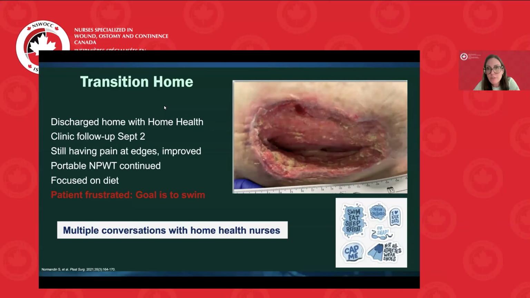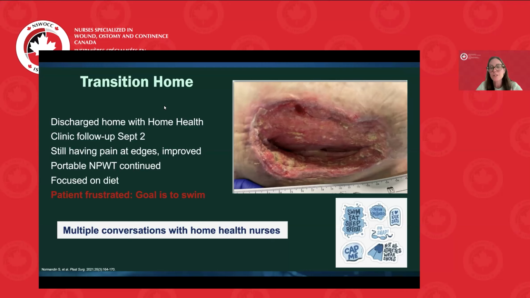We were very collaborative with her home health service. This is a very large wound. Again, the patient's very meticulous, very motivated. So we were having very frequent conversations with the home health nurses, which in my opinion, especially for the comfort and the confidence of the patient is really important for us to be doing. She still did have some pain at the edges of her wound, but it was improved.